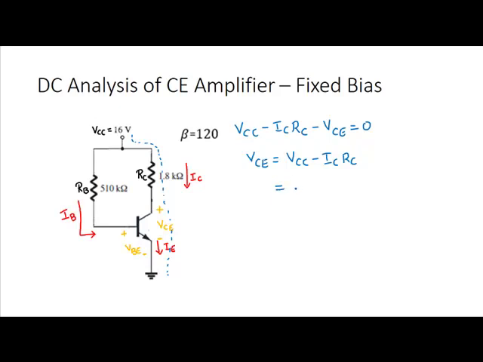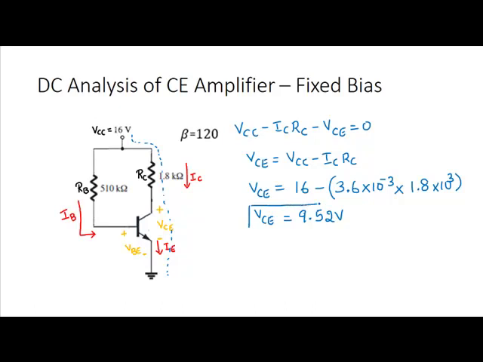So I know the value of VCC, which is 16. I have already calculated the value of IC in the previous step, which is 3.6 milliampere. So 3.6 into 10 power minus 3 times RC, which is 1.8 kilo ohm, given in the circuit diagram, so into 10 power 3. So using my calculator, let me calculate VCE. So VCE is equal to 9.52 volt. So this is VCE.